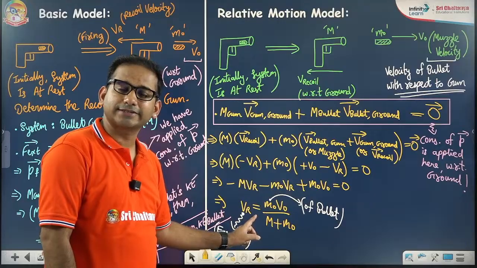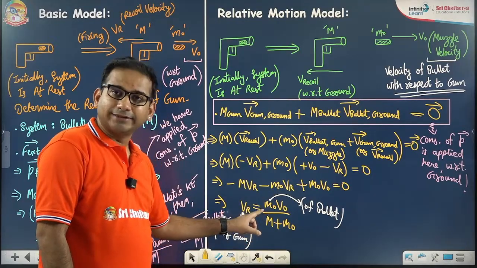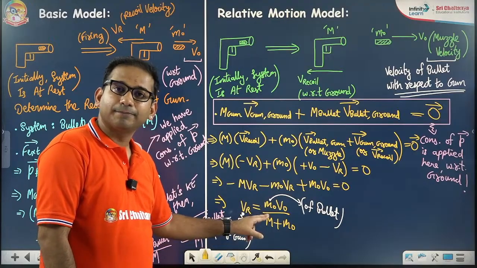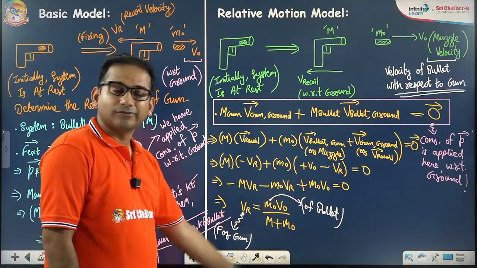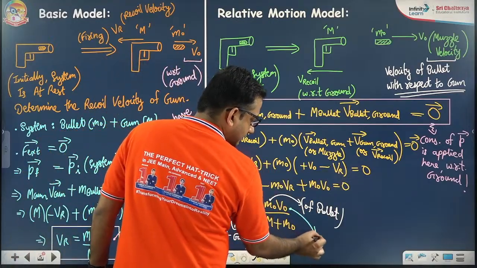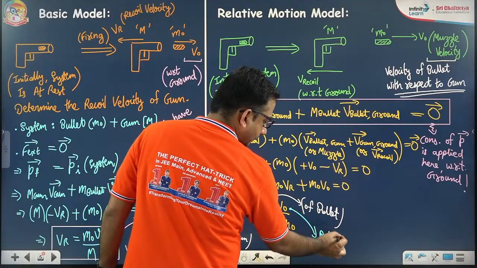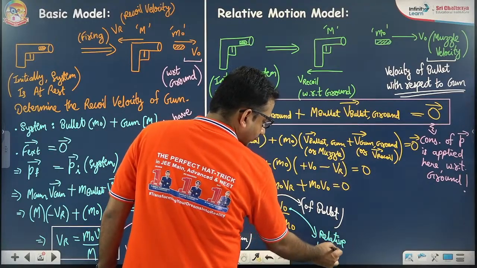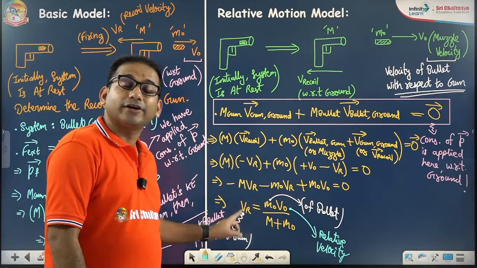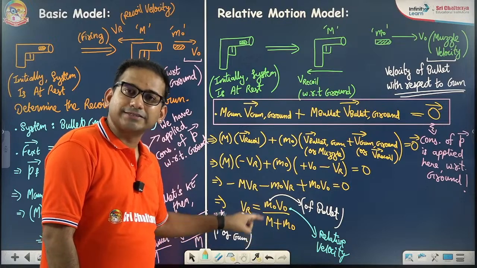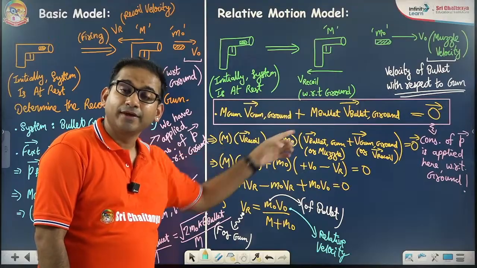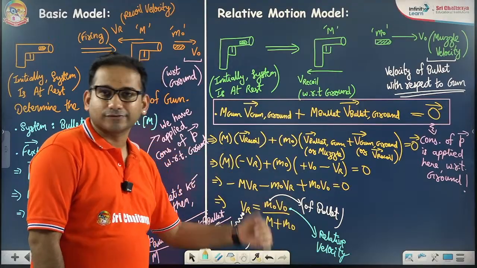That recoil velocity is mass of bullet. Once again, recoil velocity of gun is mass of bullet into relative velocity. Muzzle velocity V naught is nothing but relative velocity. Try to understand the pattern. Recoil velocity for gun is equal to mass of bullet. Always take opposite mass: mass of bullet into relative velocity over total mass of the system.